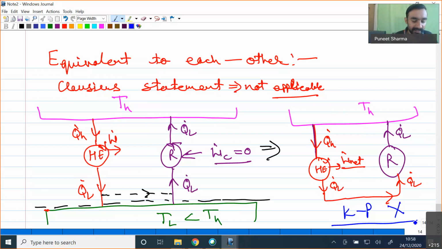So if we consider that the Clausius statement is not applicable for a system, and we go by that and try to build an equivalent heat engine system, we will find that the heat engine we get violates the Kelvin-Planck statement also. So if any one statement is violated, the other will automatically be violated too. This demonstration shows that if Clausius is violated, Kelvin-Planck will also be violated.